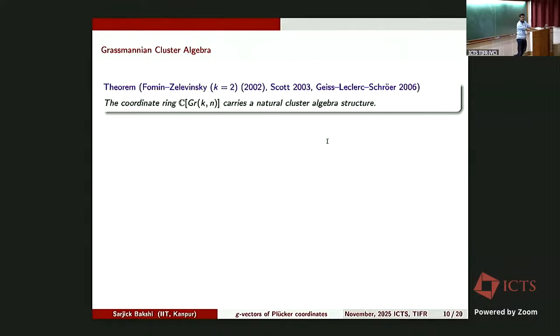This coordinate ring has been given a cluster structure by Fomin and Zelevinsky in their third paper, I suppose. And then for arbitrary k, the cluster structure was shown by Professor Scott. And then using categorification by preprojective algebras, a cluster structure was given by Geiss, Leclerc and Schröer. It's basically that you have to give a quiver. That's the point.